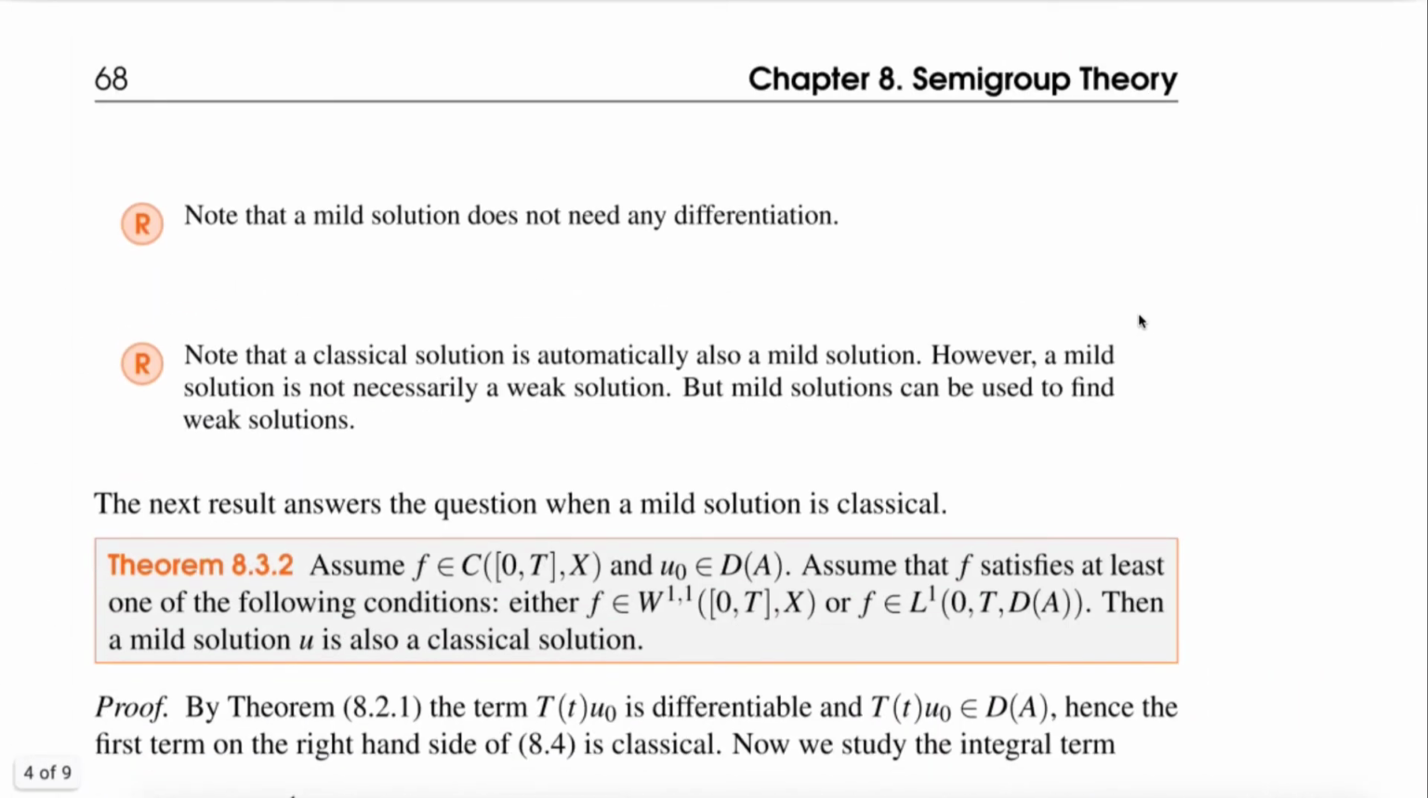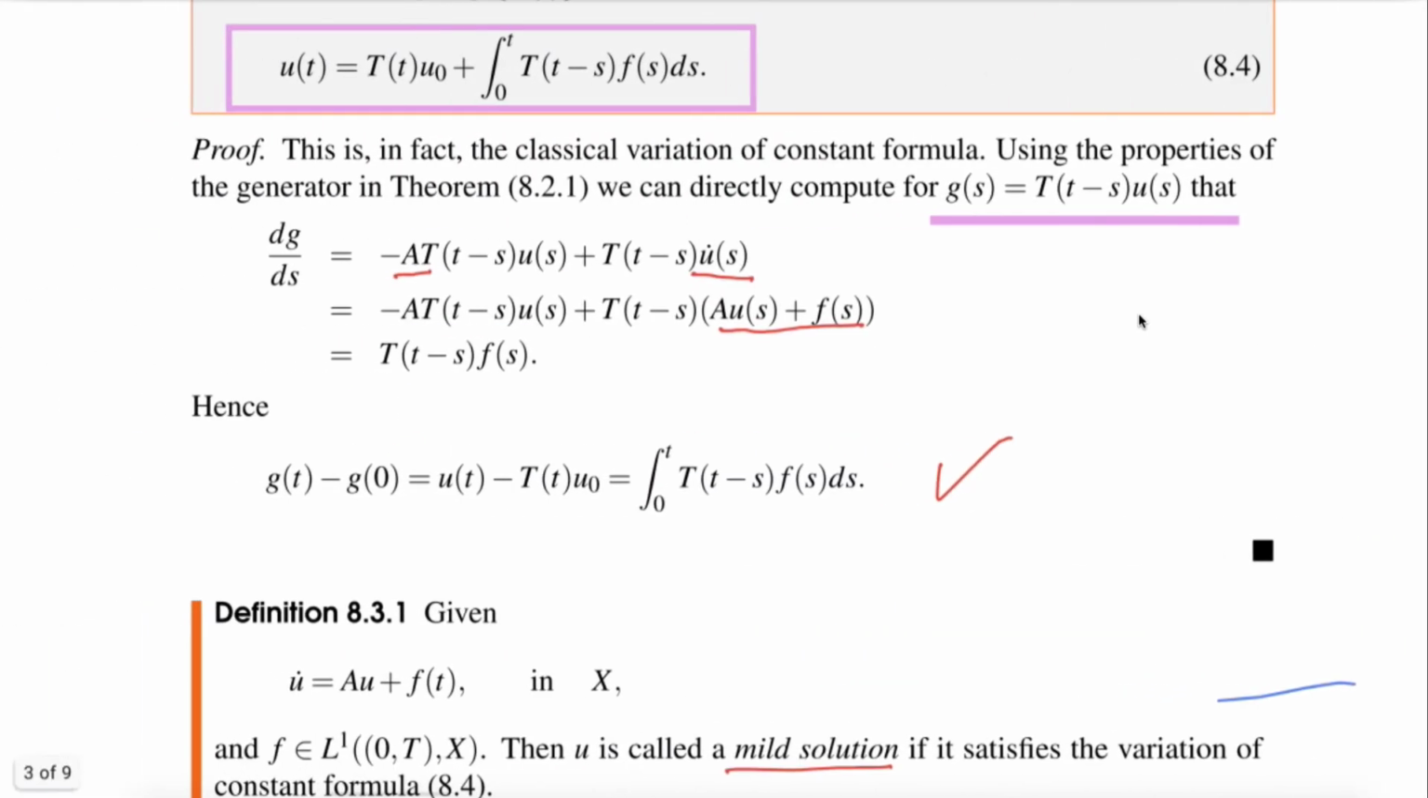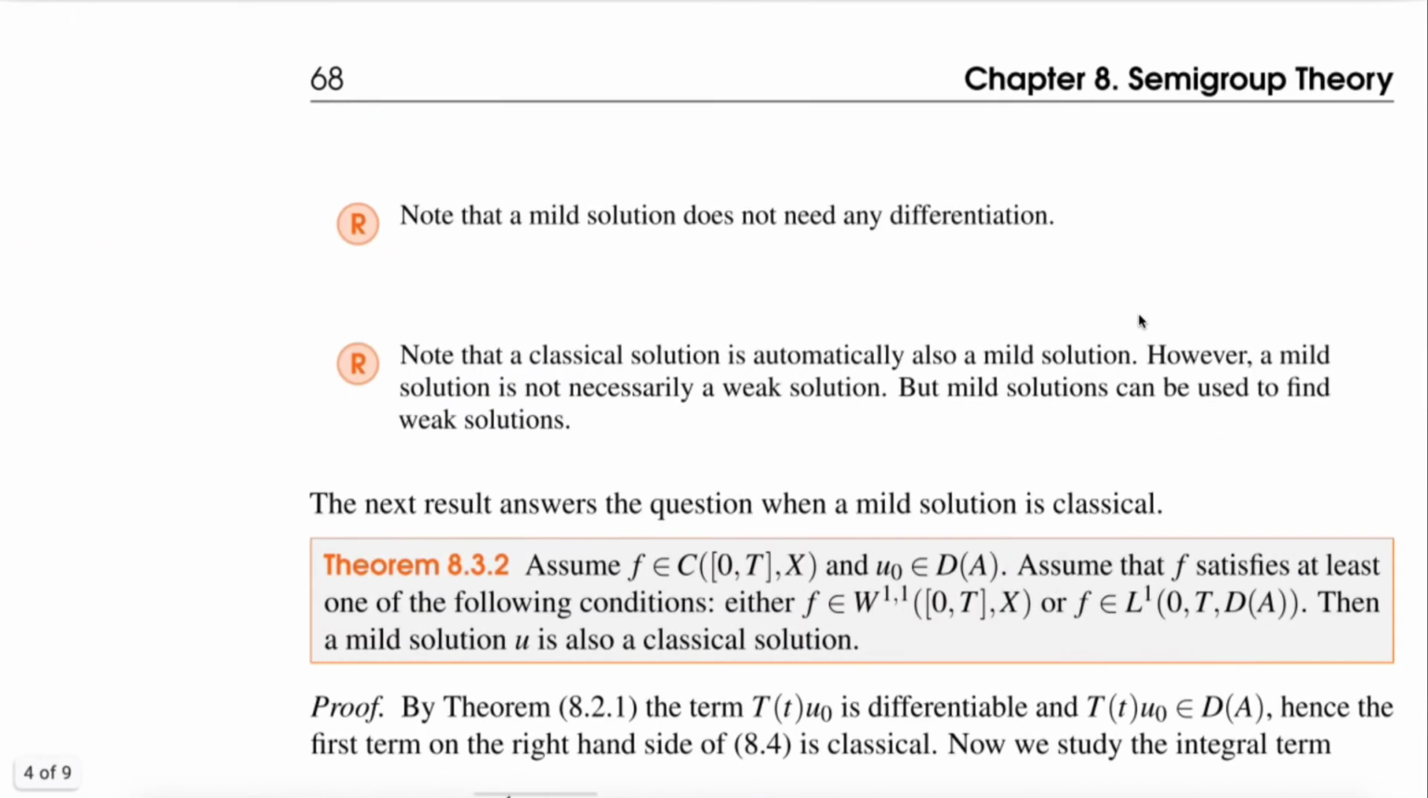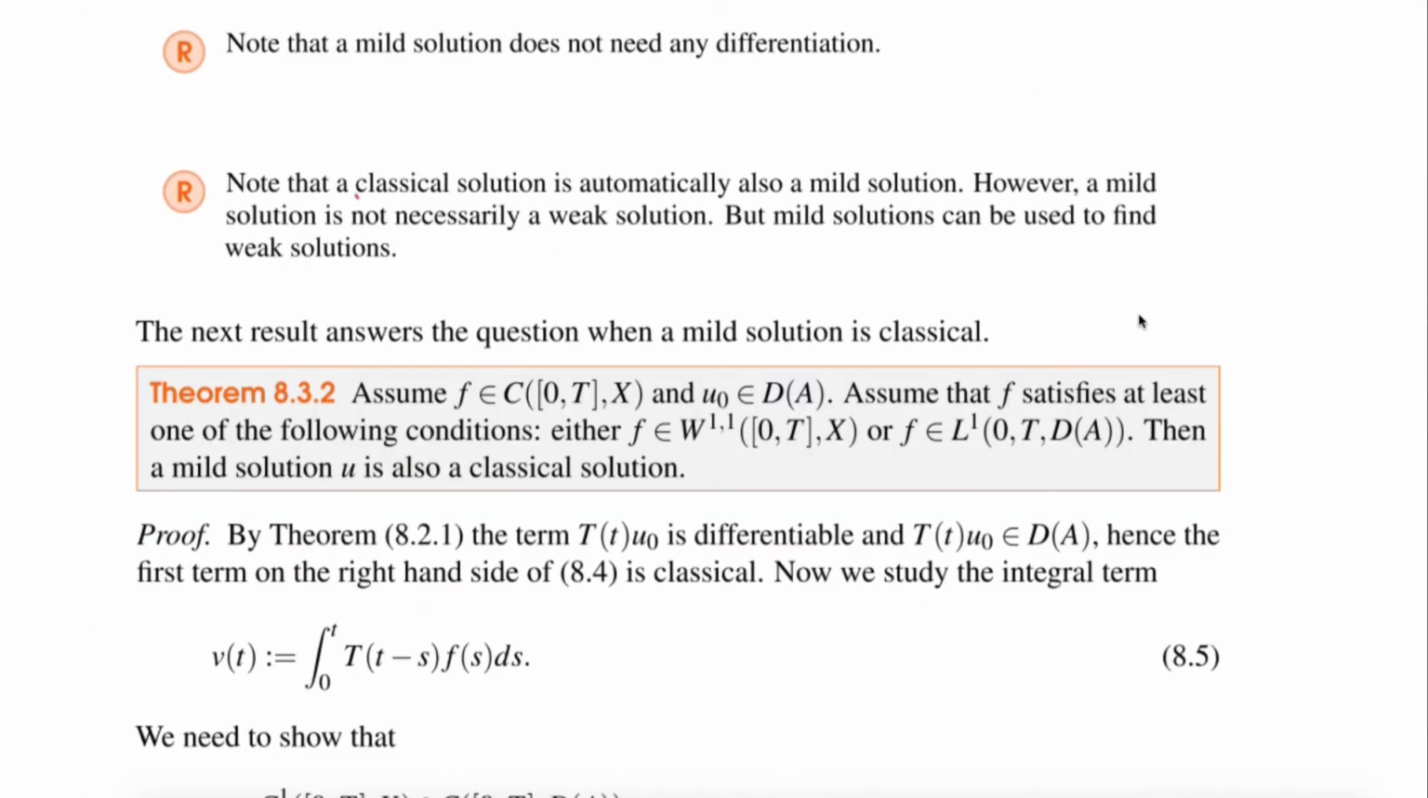One thing to note is that the mild solution does not need any differentiation. Why? Okay, let's go back. Because you just multiply with the semigroup. If you know the semigroup, you just multiply. You don't need to differentiate anything. So that's good. And also, a classical solution satisfies the variation of constant formula, so it is, of course, automatically also a mild solution.